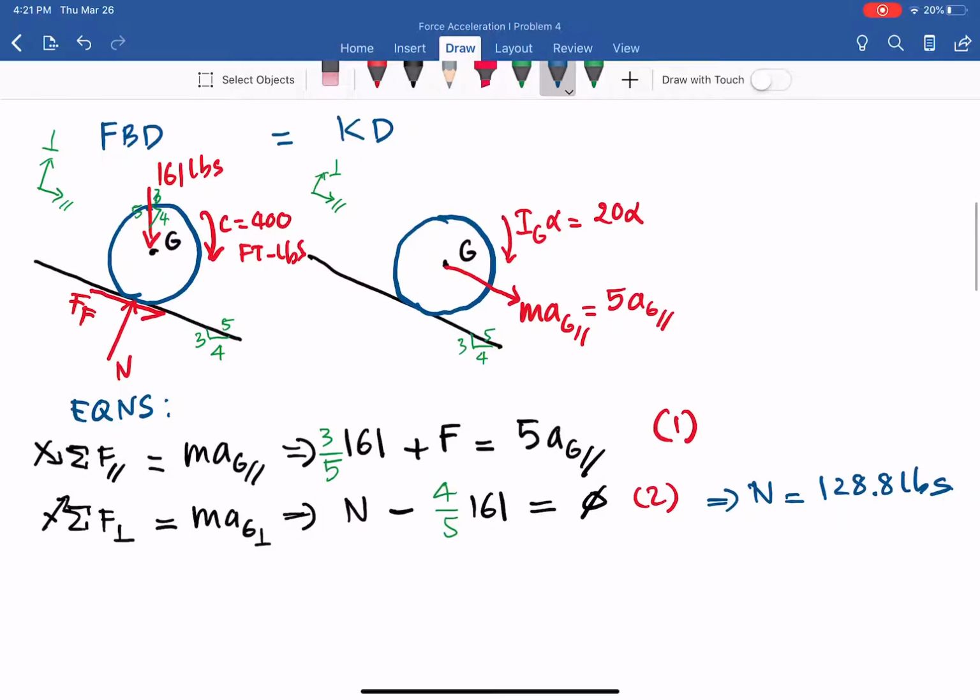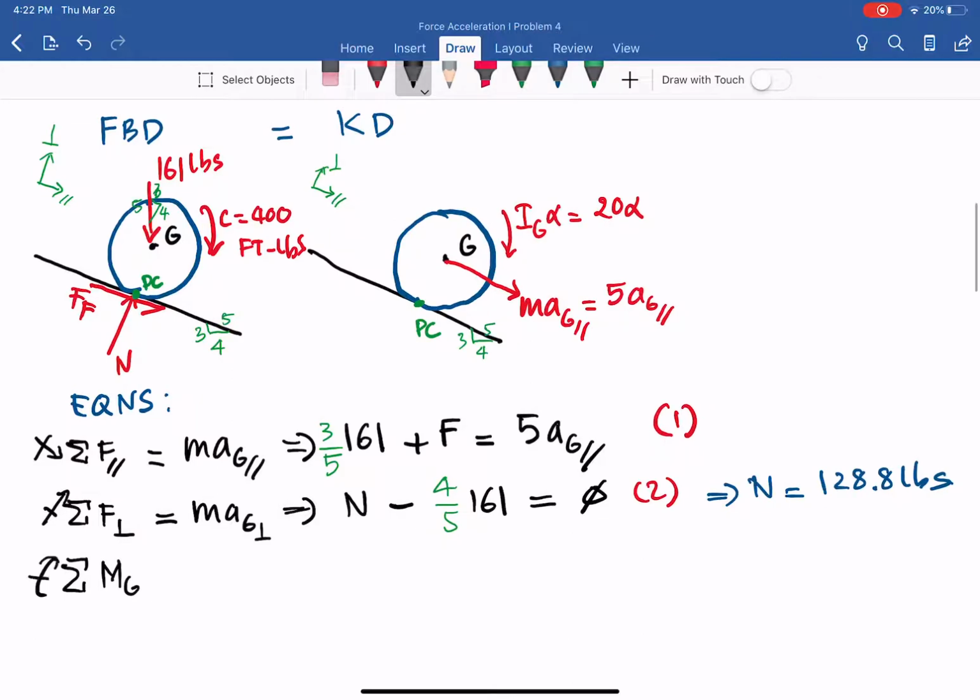And then we also have a moment. Let's take a moment about the center of mass. Of course, you can take any other point. For example, you can take the point of contact PC, that I will show you a little bit later. But for now, we take moment about G, and because the drum rotates clockwise, let's assume clockwise positive equal to IG alpha.